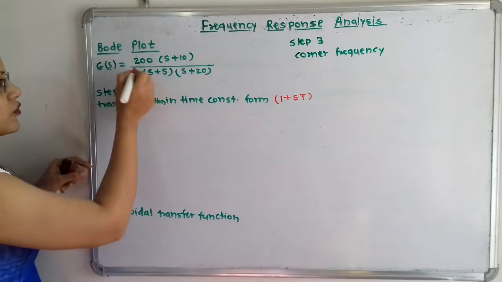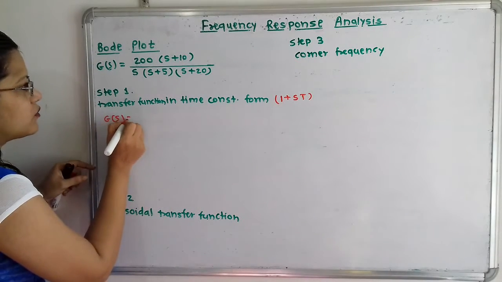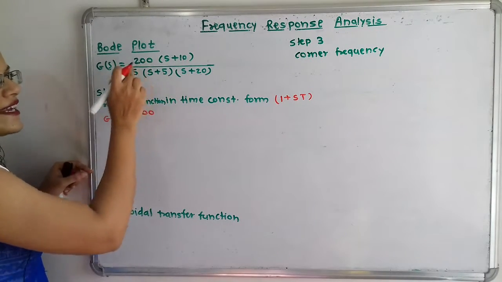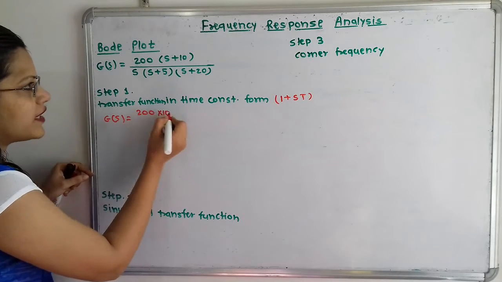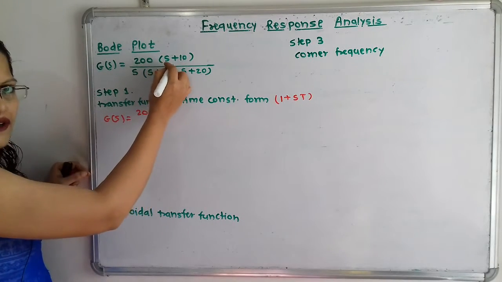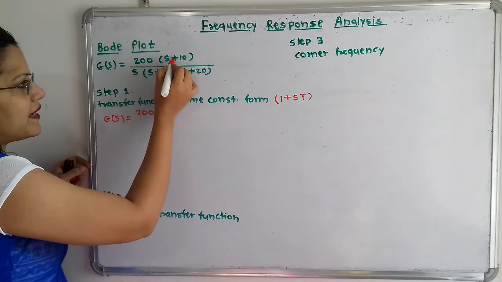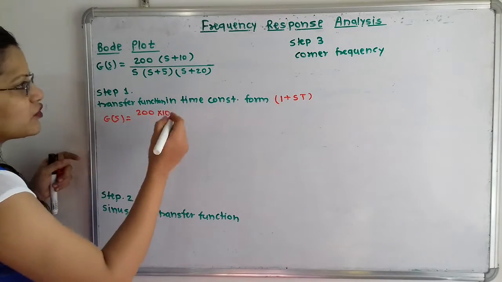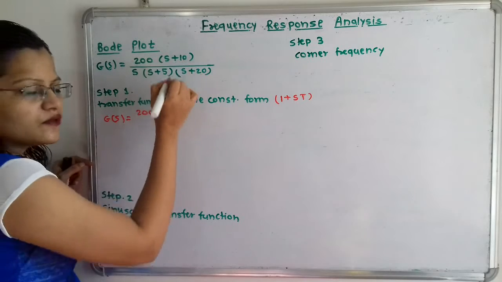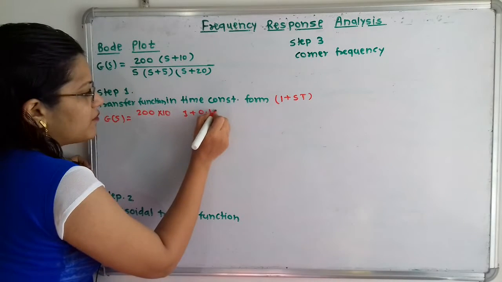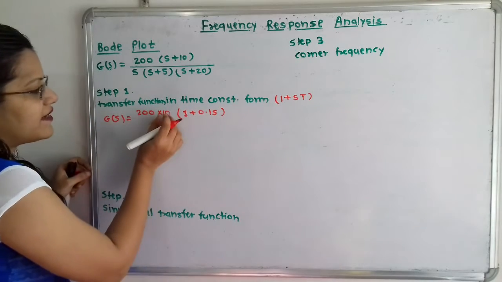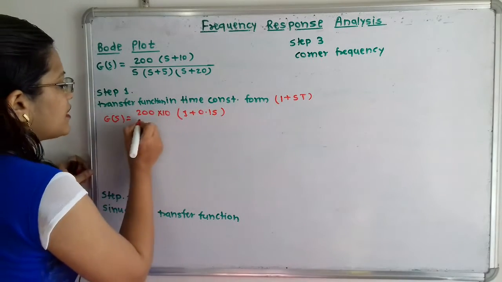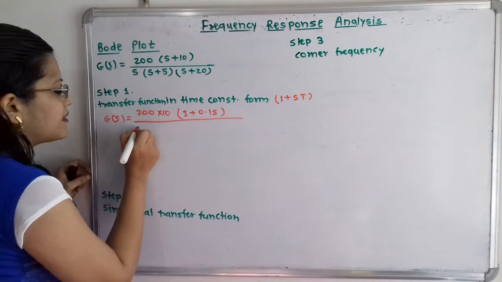So how to convert? First I will take G(s) equal to the numerator, that is 200. Now in s + 10, suppose I take 10 as common, then what will happen? 200 into 10, then (1/10)s + 1, so 1 divided by 10 means 0.1s, and 10 divided by 10 means 1. So 1 + 0.1s. This is the numerator, and the 10 we have to multiply with 200 because we have taken it as common.